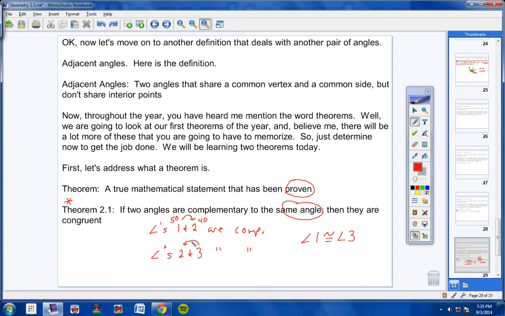Okay. Now, if angle 2 is 40, then that means this angle 2 down here is what? 40. So what does 3 have to be? 50. There you go. Look at that. Angle 1 is 50 and angle 3 is 50. They're congruent. Listen to me carefully, students. When two angles are complementary to the same angle, then those two angles are congruent. That's theorem 2.1, okay? All right. You're doing well today. Just a couple more notes and we'll be finished for the video, okay?